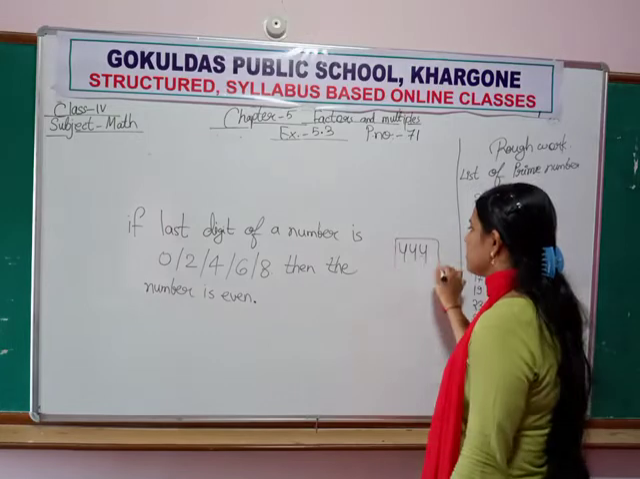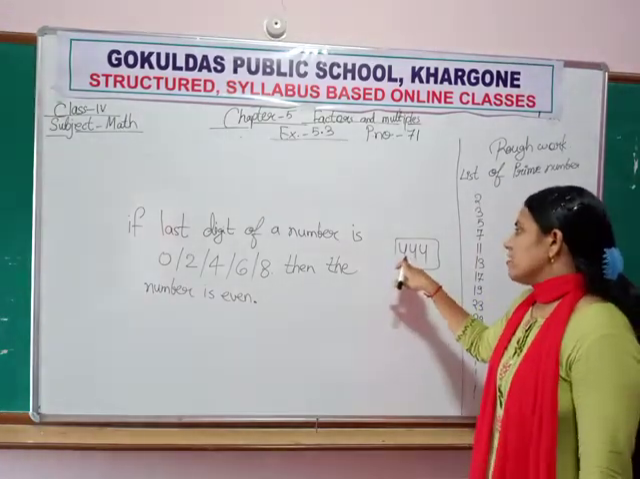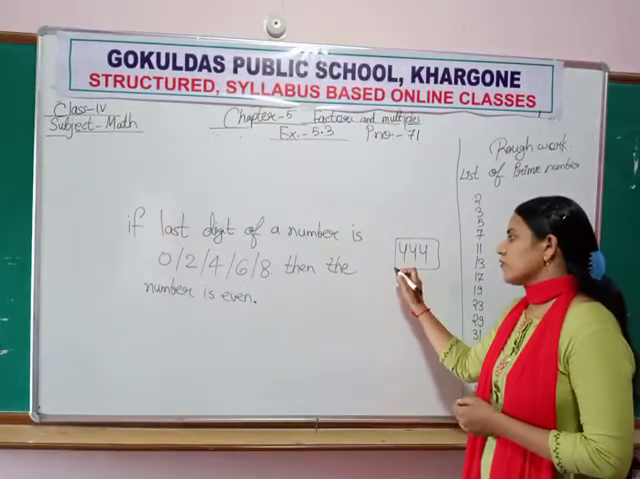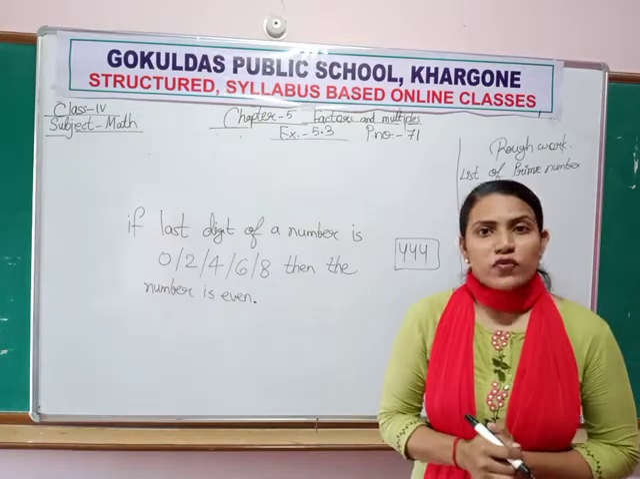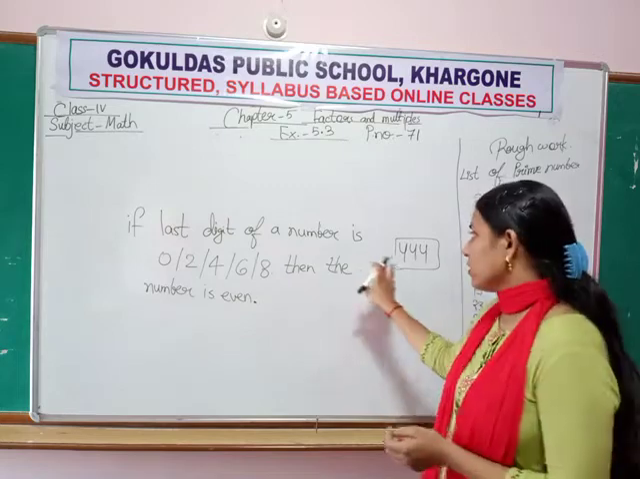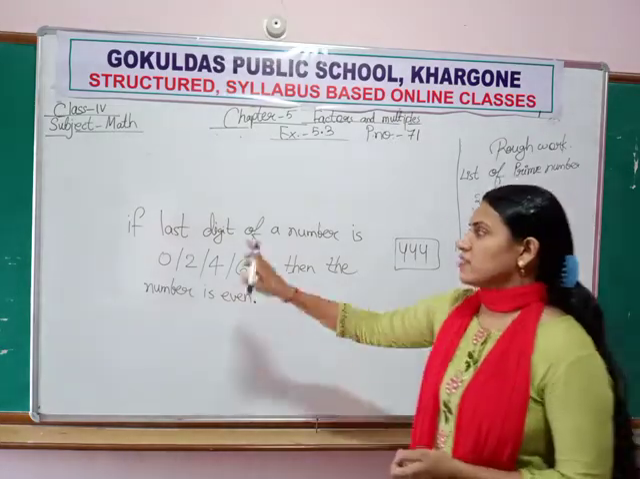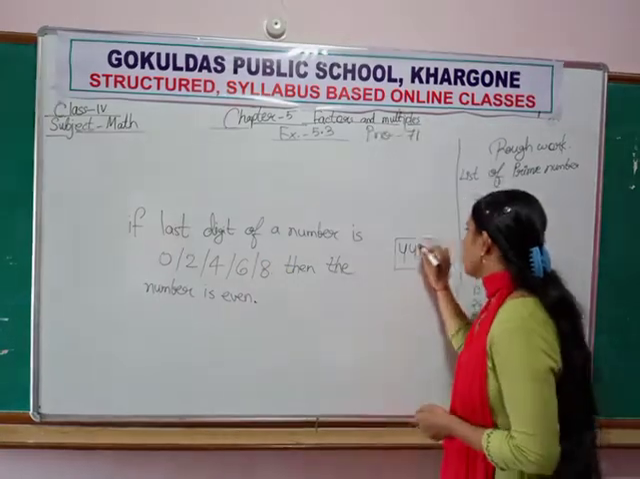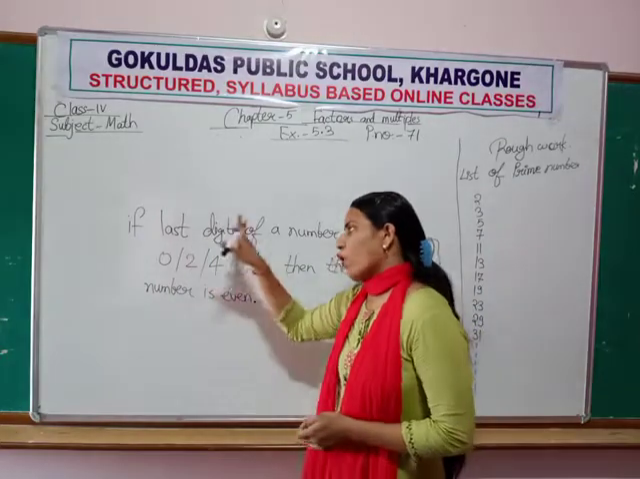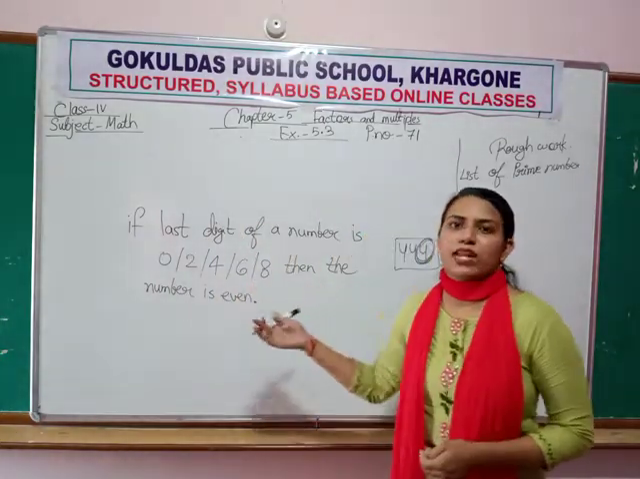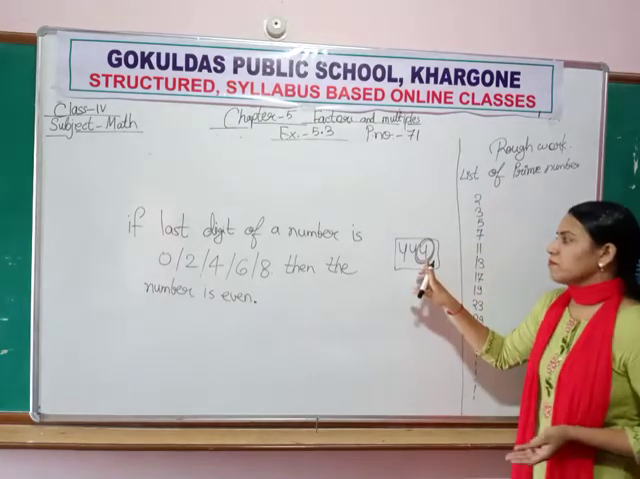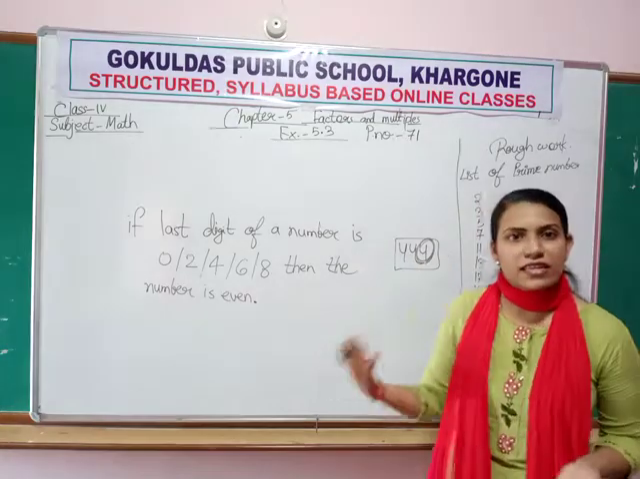Means if I give you a number 444, and I ask you whether 444 is an even number or an odd number, how can you tell the answer by looking at the number? There is a trick. You will check the ones place. If the ones place is 0 or 2 or 4 or 6 or 8, then the given number is even. Here the ones place is 4, so your given number is an even number.